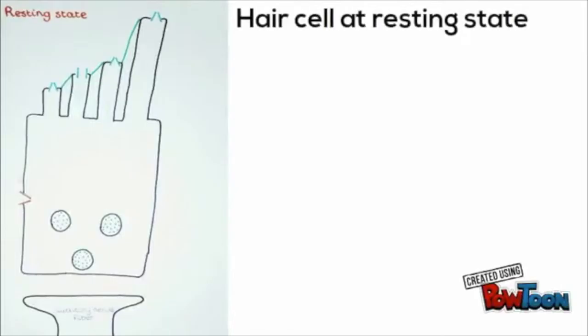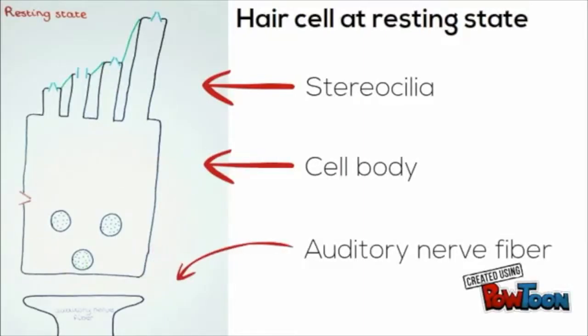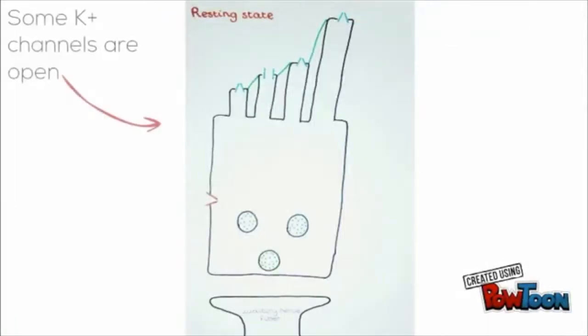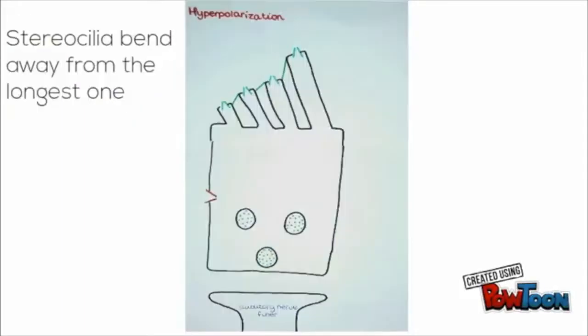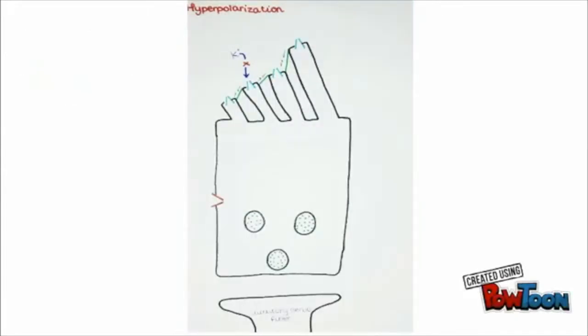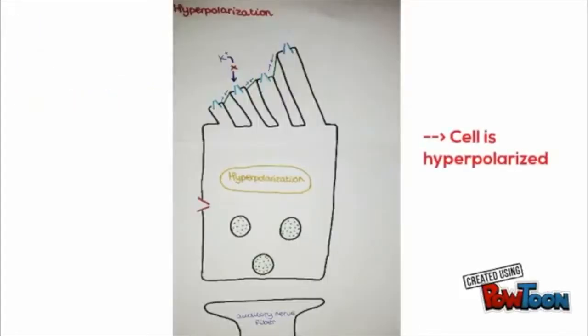Stereocilia movement changes the membrane potential of a hair cell. A hair cell has stereocilia, hairs, on top of its cell body. It synapses onto an auditory nerve fiber. In the resting state, some potassium channels at the tips of the stereocilia are open. Through these, some potassium flows in. When the stereocilia bend away from the longest ones, the tip links, which connect the tips of stereocilia, are compressed and the potassium channels close. Potassium can't enter the cell. This hyperpolarizes the cell.